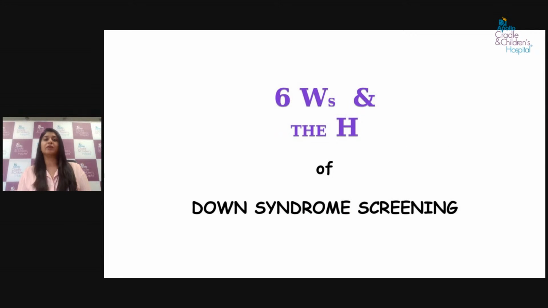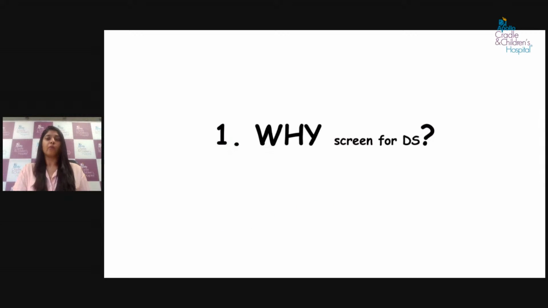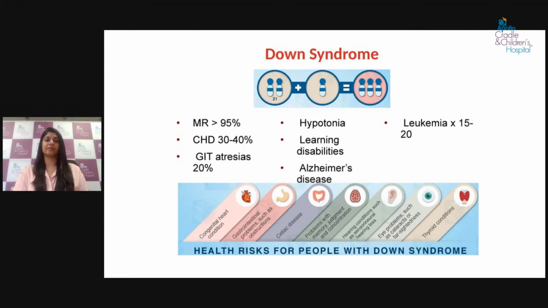There are 6 W's and the H of Down syndrome screening. Though it is first trimester screening and screening of other aneuploidies, I am stressing a little more on Down syndrome because of its probability and because of its high risk in pregnancy. Why, when, who, which, what, where, and how is it done? Why screening for Down syndrome?